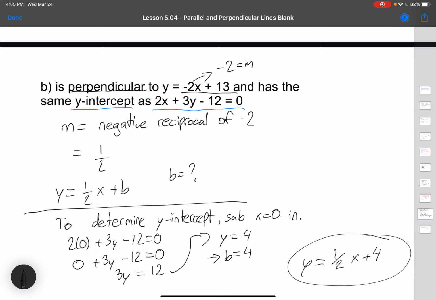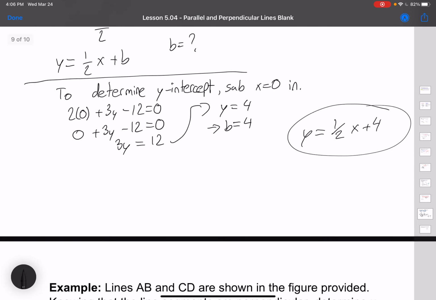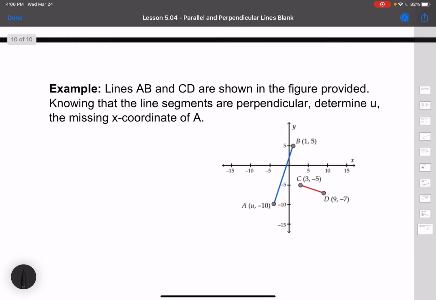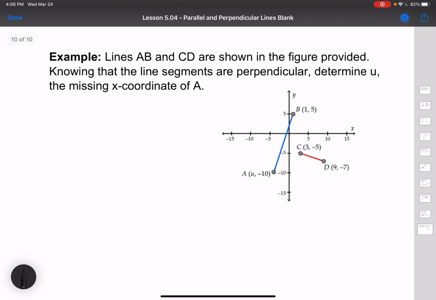All right, let's take a look at just one final example just to get some more practice calculating these things out. And this one's a tricky one too. So we have lines AB and CD shown in the figure provided. Knowing that the line segments are perpendicular, determine u, the missing coordinate of A. So we have basically a whole bunch of coordinates, and one missing. All we know though is that it's perpendicular to that other line.